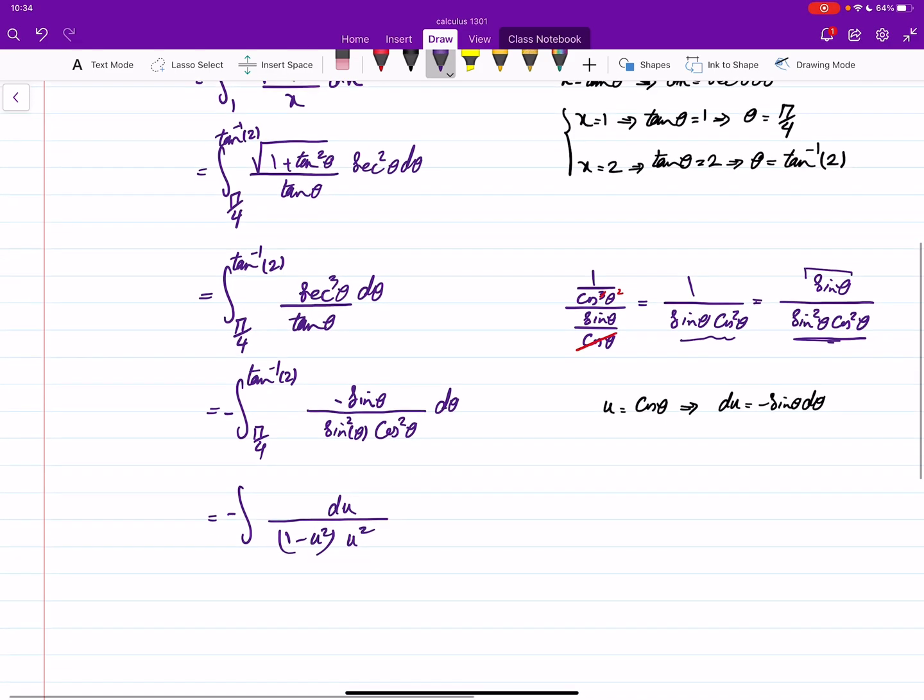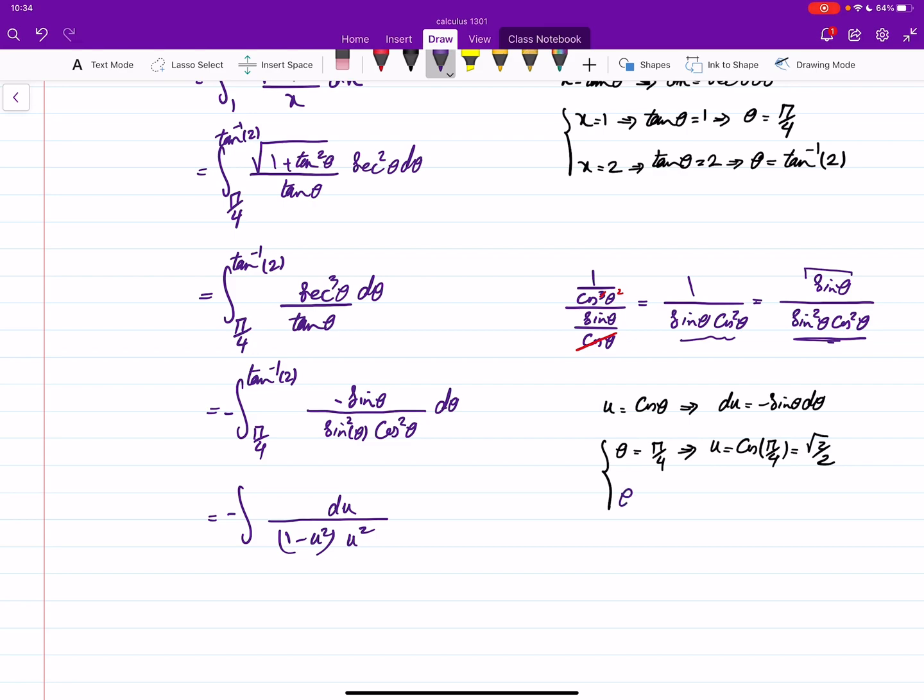Very nice. What about the limits of the integral? Okay, so if theta is pi over 4, that will imply that u, which is cosine of pi over 4, is root 2 over 2. So I have this one. I have the lower limit there.